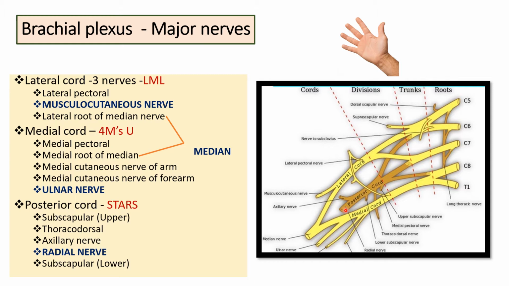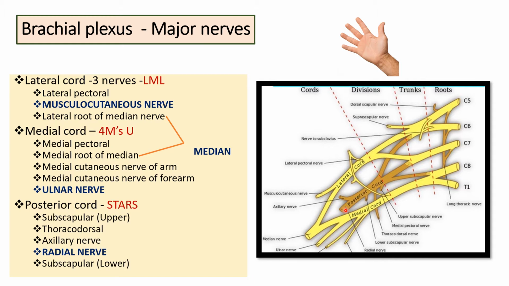If you take the lateral cord, 3 nerves are coming from the lateral cord, and from the medial cord 5 are coming, whereas the posterior cord gives rise to 5 branches. So it is easy to remember the numbers: lateral 3, medial 5 and the posterior cord 5 branches.